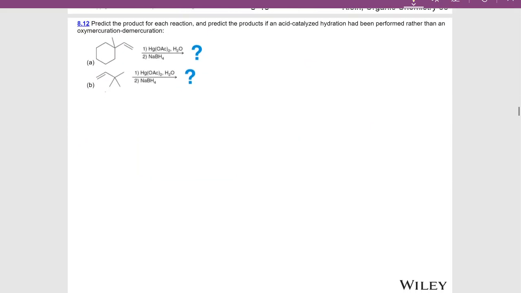Alright, so let's see if we can predict the product for each of these reactions. And if an acid catalyzed hydration had been performed instead, what would have happened? So let's rewrite this A. So we've got a 6-membered ring, but our double bond is over here. And so let's just go ahead and draw the products of oxymercuration demercuration.